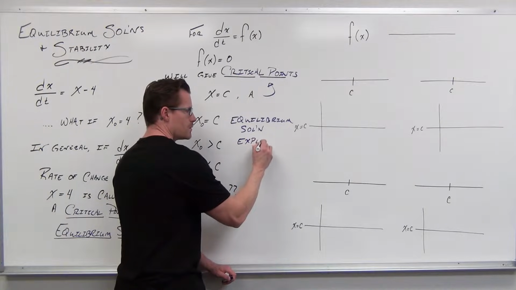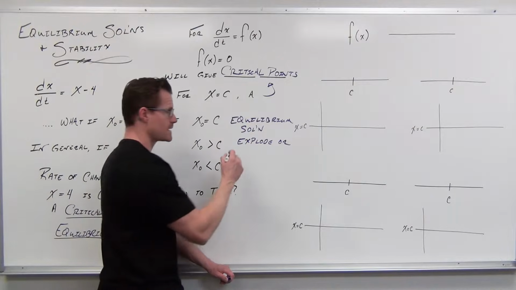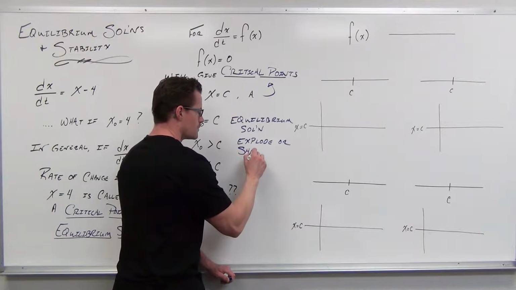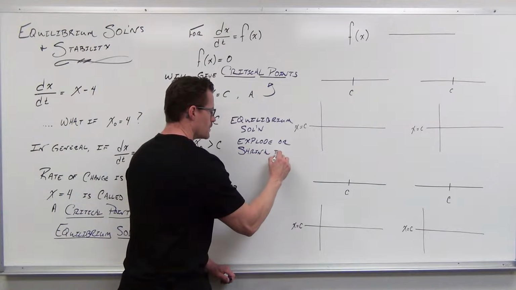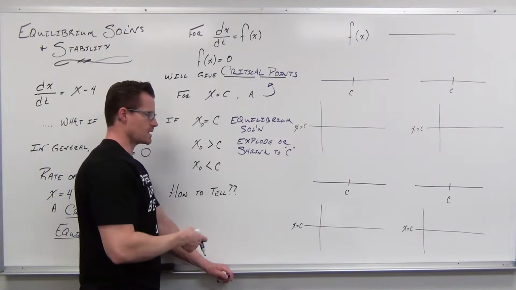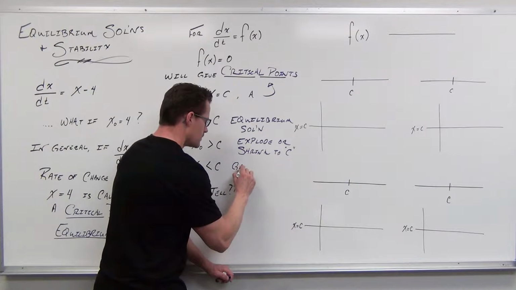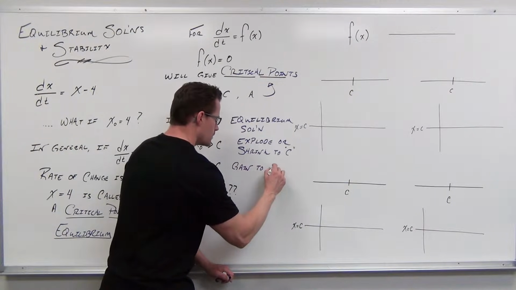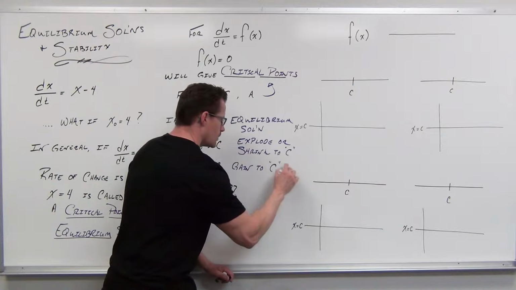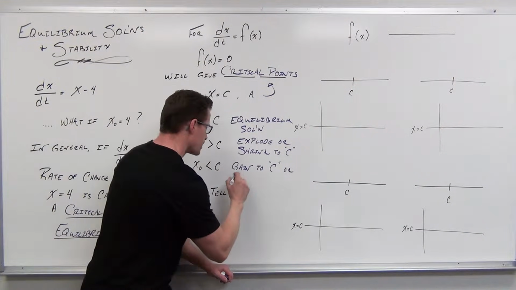So if we have an initial condition greater than c, we will either explode or shrink to that c. What if it's less than c? Well, we can either gain to c or we can become extinct. If this is the only critical point, these are the only outcomes.